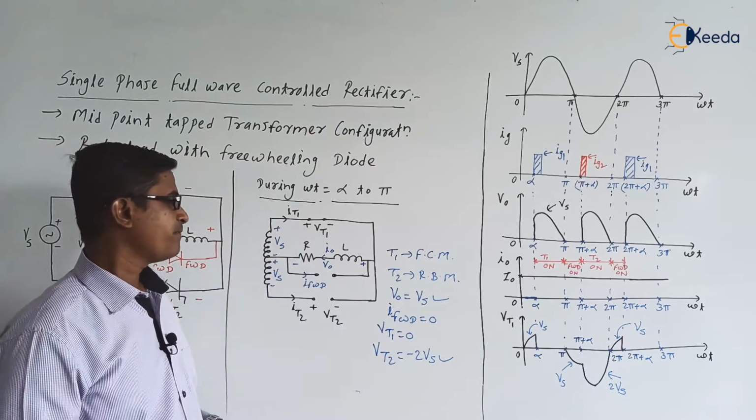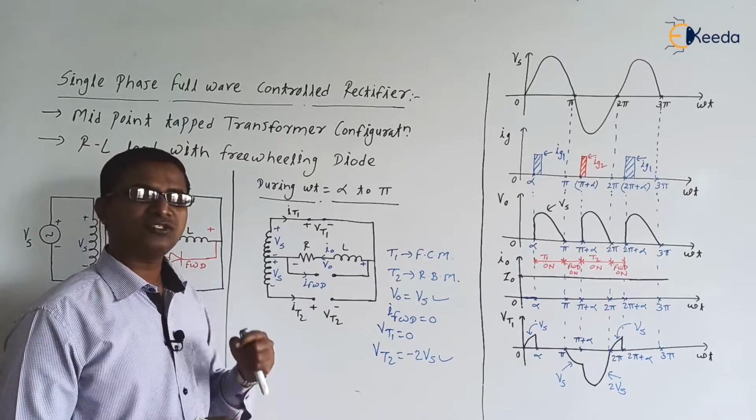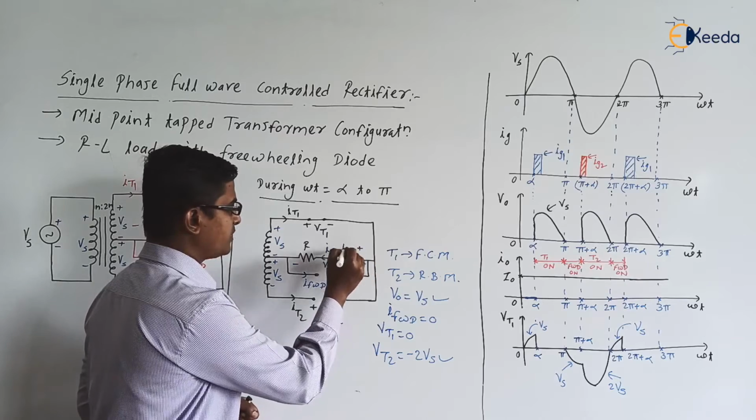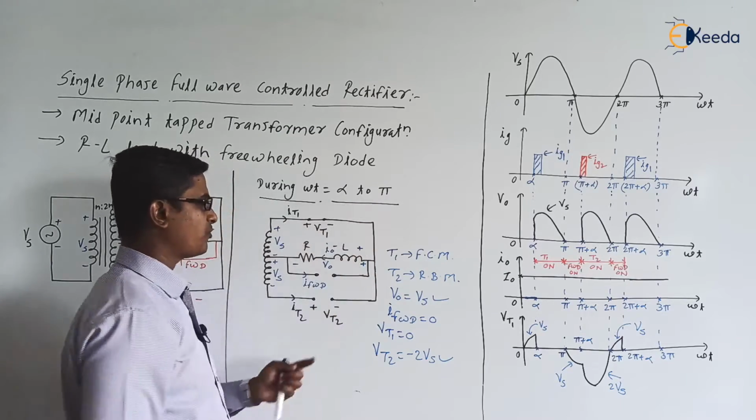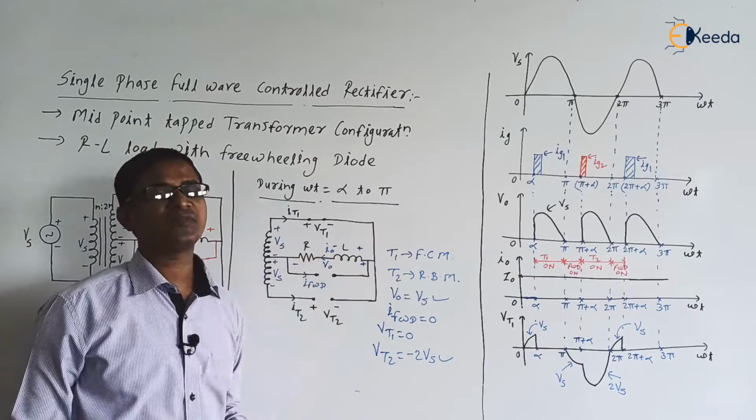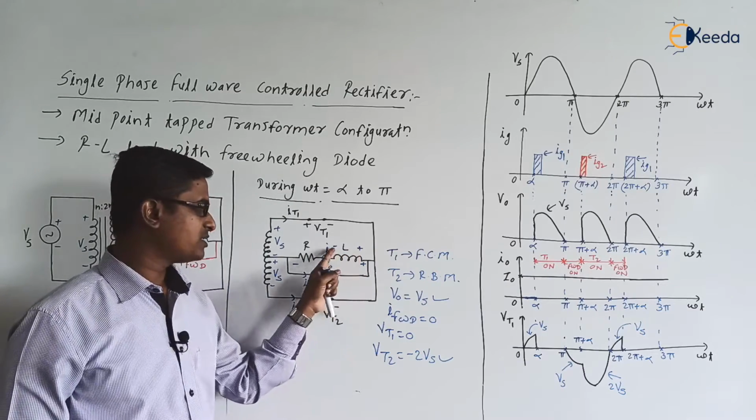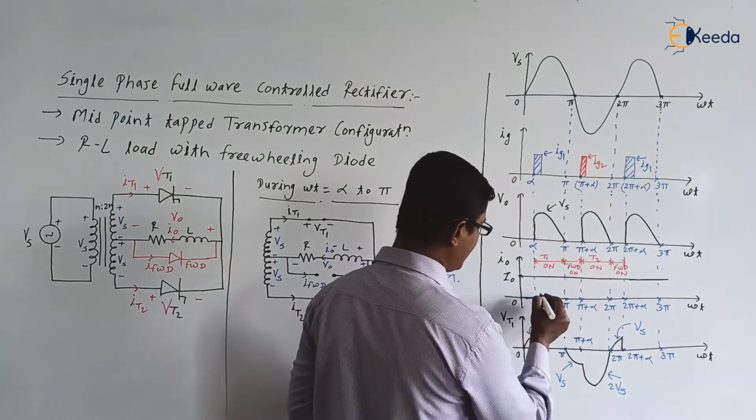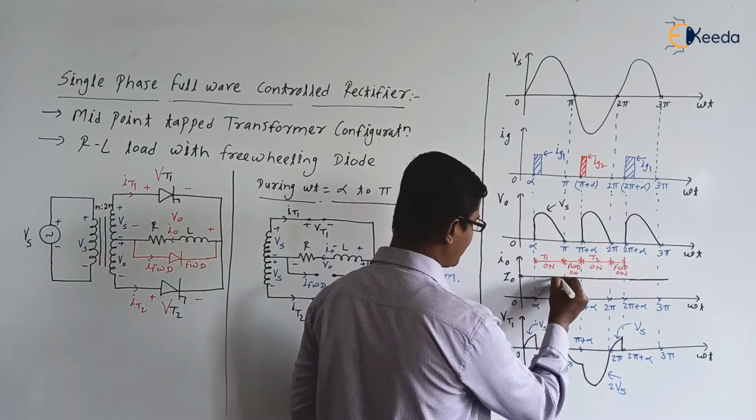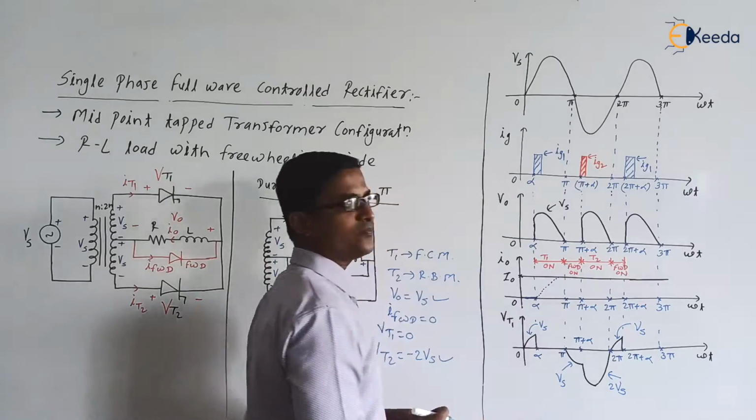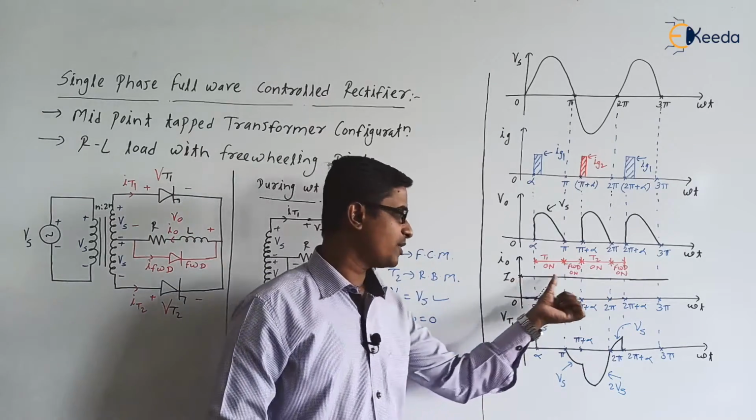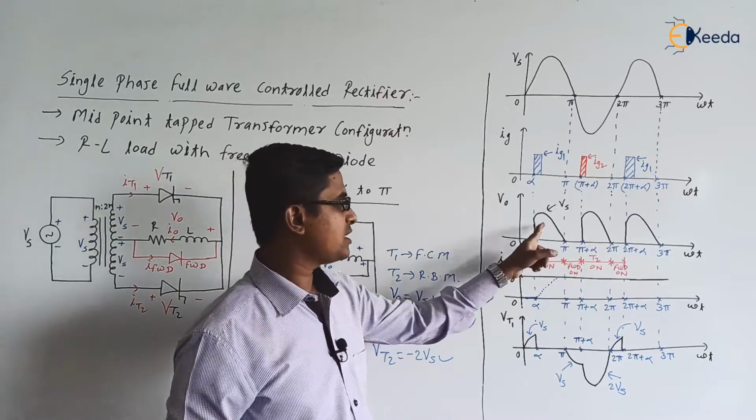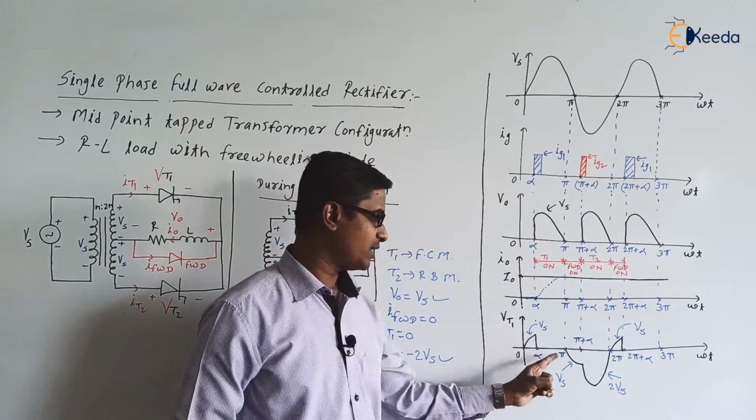Next, for the very first cycle, I0 will start increasing and the inductor goes on storing the energy. From omega t equal to alpha to pi, the inductor goes on storing the energy, so the polarity will be plus here and minus here. For the very first cycle this I0 will be changing slowly, but for continuous cycles it will be a constant current. V0 is the same as the supply voltage, and VT1 is 0.